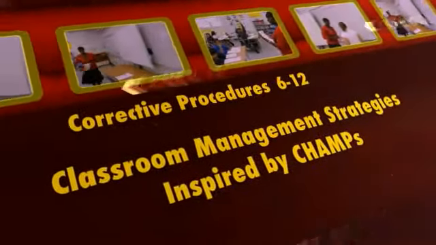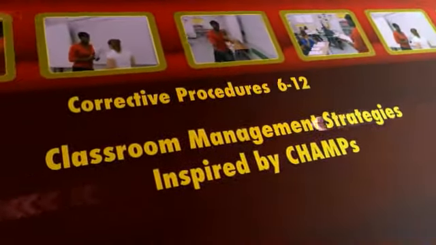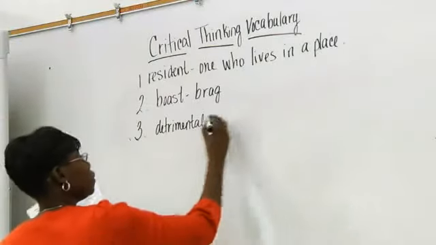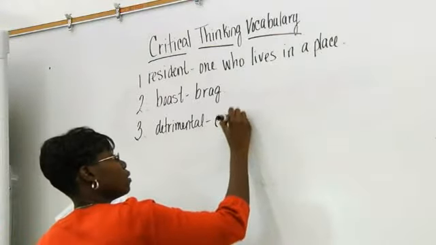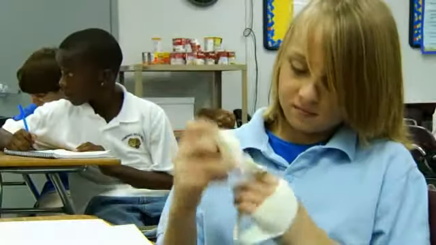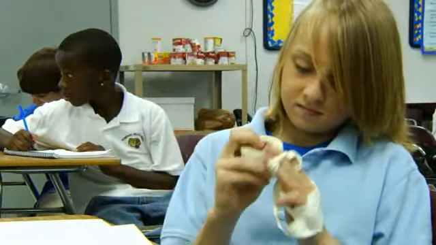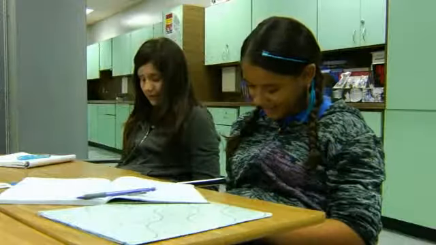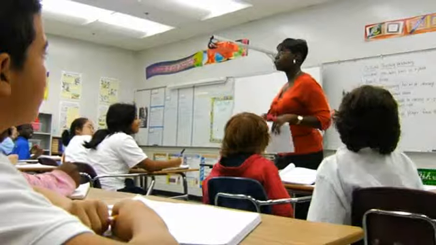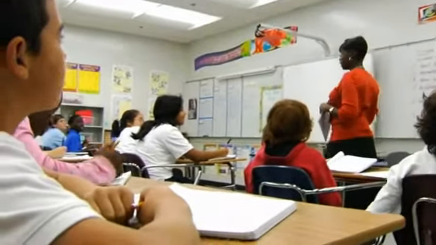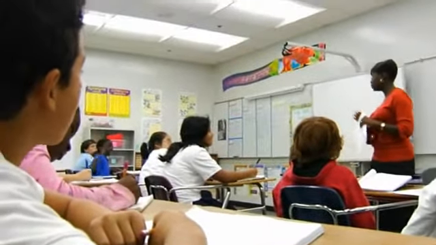Corrective Procedures, grades 6 through 12. Sometimes, no matter how organized your classroom is or how well you've established expectations, your students may misbehave. Fortunately, you have a variety of tools to help minimize incidents of misbehavior. Using appropriate corrective procedures, such as those you're about to see, helps create a more positive classroom climate.